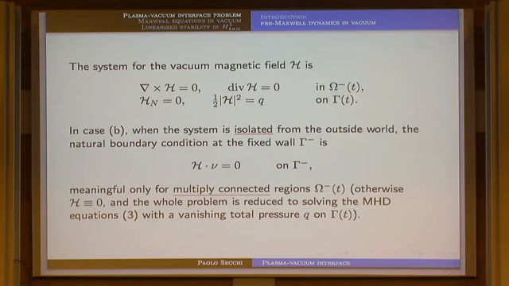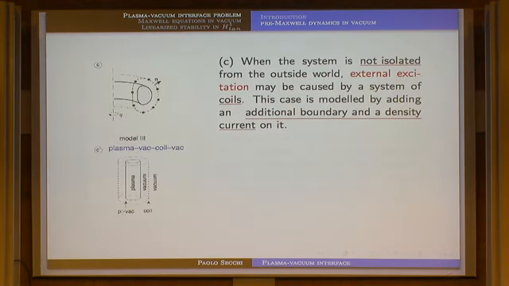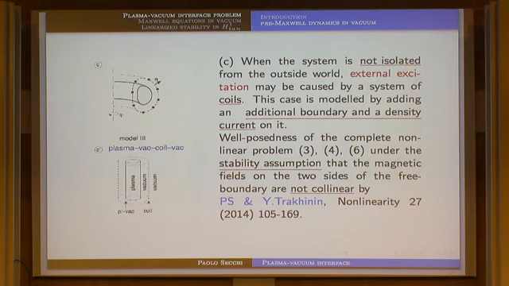We are trying to couple the equations together and see what happens in order to study the stability of the interface. There is a third possibility, when the system is not isolated from the outside world, where there can be some external excitation caused by a system of coils, usually in this way. Usually this case is modeled by adding some additional boundary in a neighborhood of the coils and a density current, which is given, because the coils are given. This is a problem that we studied some years ago.